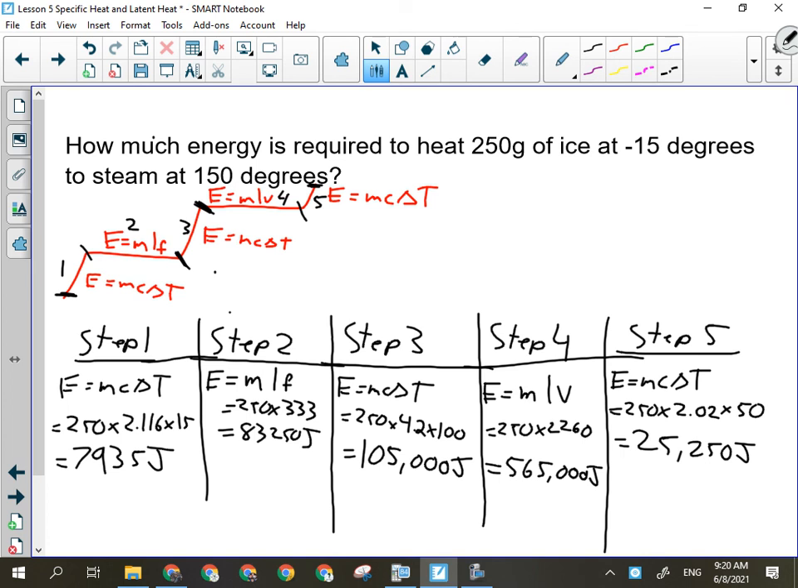All right, I've calculated the amount of energy for each individual step. What do I need to do with those numbers? Just add them all together, and that'll give me the total energy required to take 1 cup of ice from minus 15, so that would be like straight out of your freezer, and boil it off and heat the steam another 50 degrees.